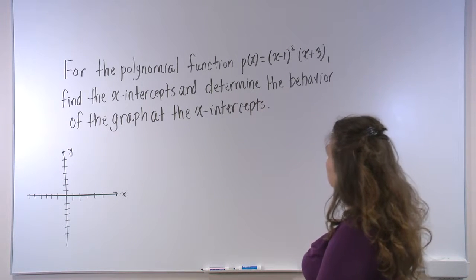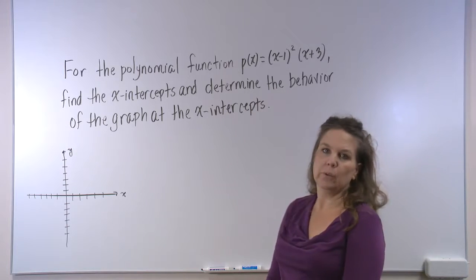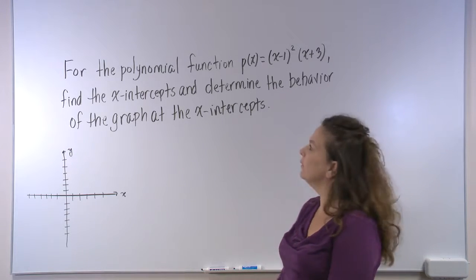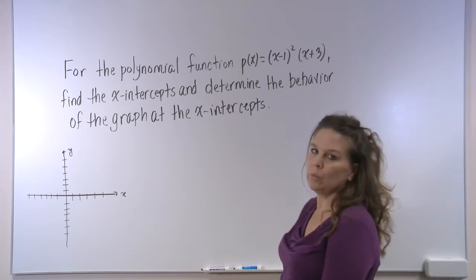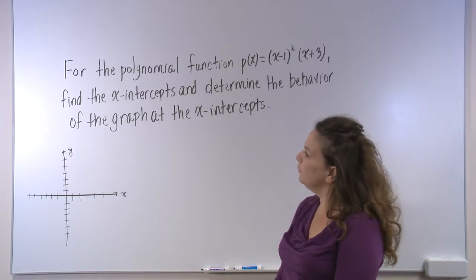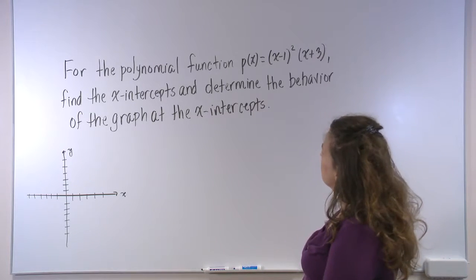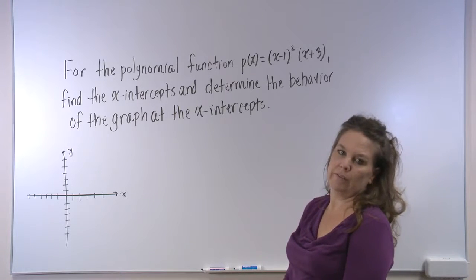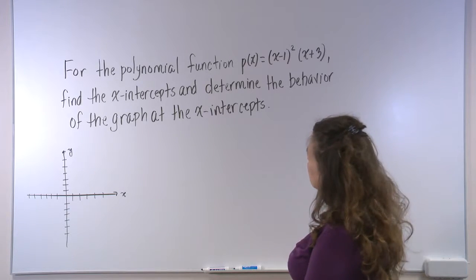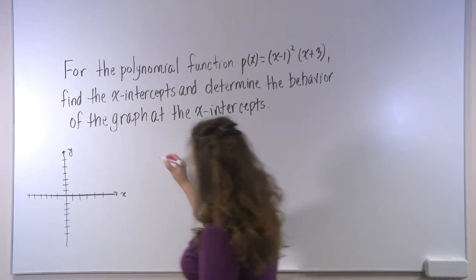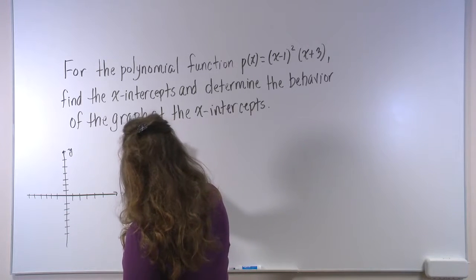Polynomial function p of x is equal to the quantity x minus 1 squared times the quantity x plus 3. Find the x-intercepts and determine the behavior of the graph at the x-intercepts.